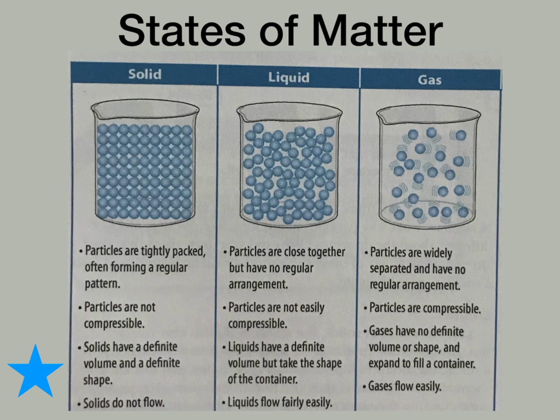In a liquid, the particles are close together, and there's no regular arrangement, which is what allows you to slosh water around. They're kind of all over the place. In a gas, the particles are very separated, and there is absolutely no regular arrangement. And if you notice around the gas particles, there are some little lines. That's to show that it's moving. So gases are constantly moving.